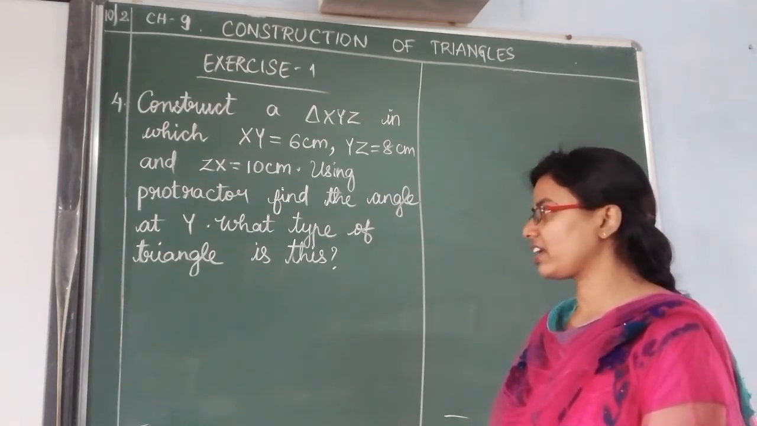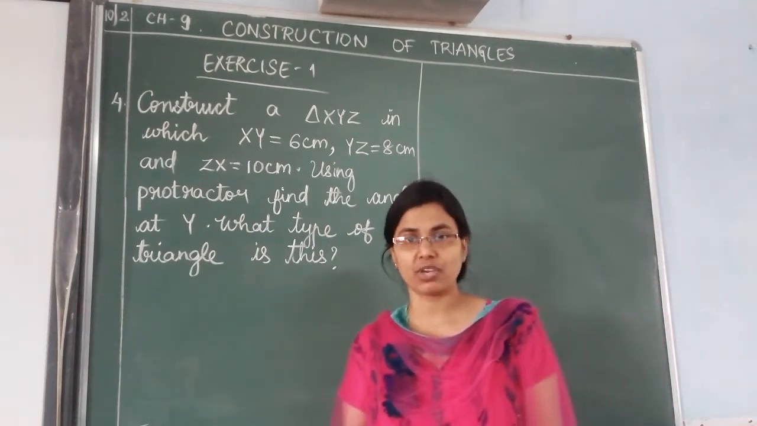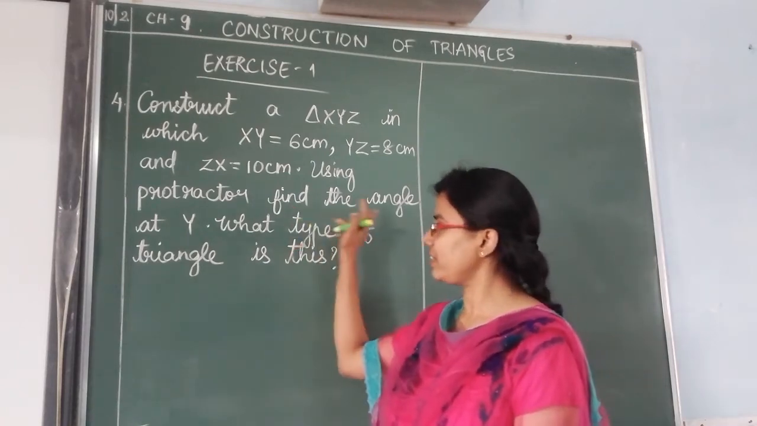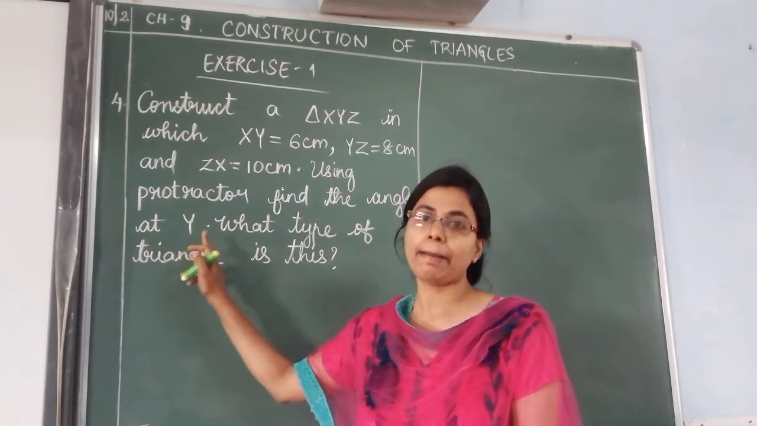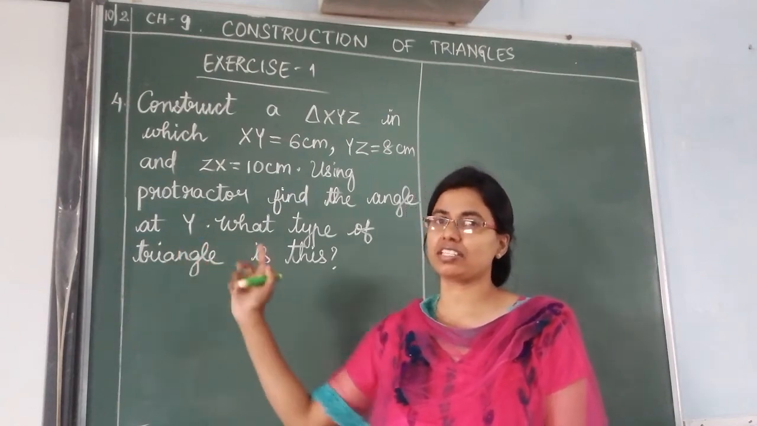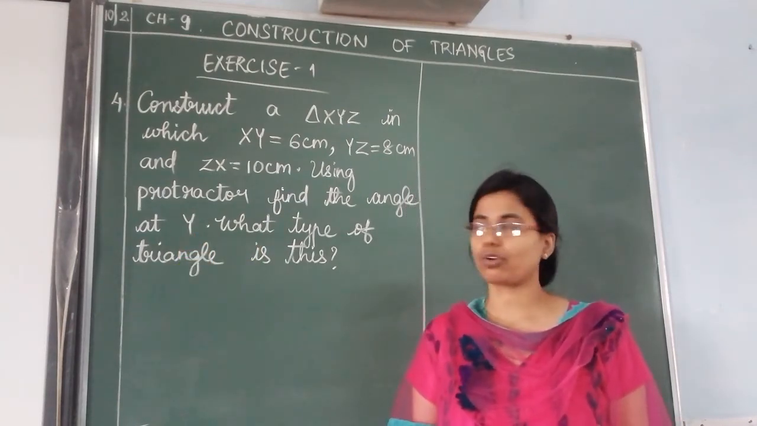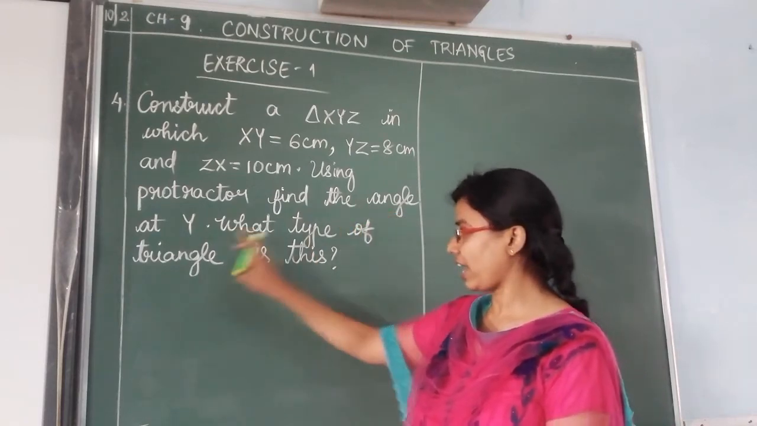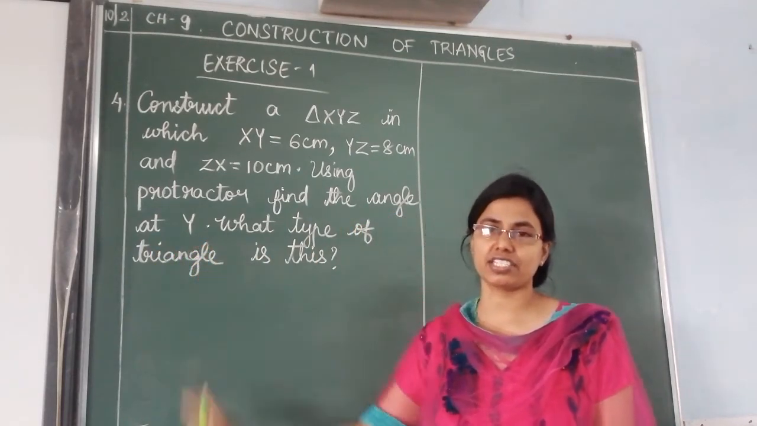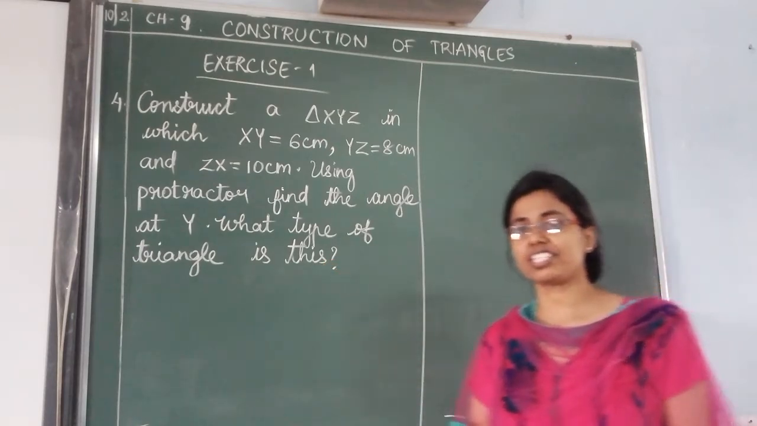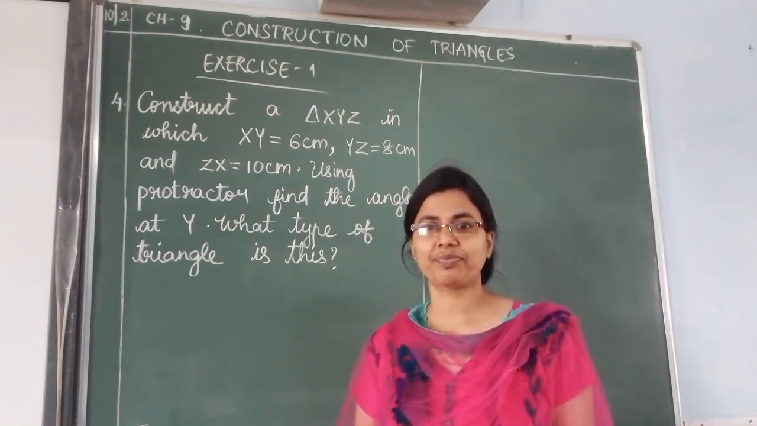What type of triangle is this? This is the question given. In your textbook, the question is given as find the angle at X. Angle X they have given, it is a print mistake. Change it as angle Y. Okay? Find the angle at Y. This is the question. So now, what is the first step that we need to do?